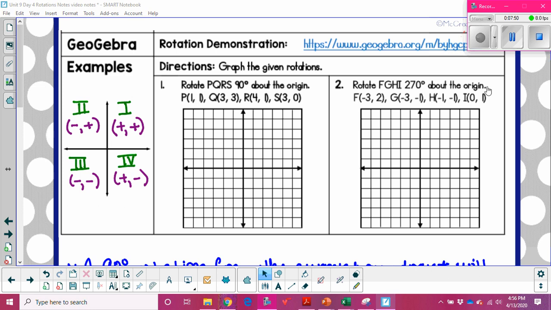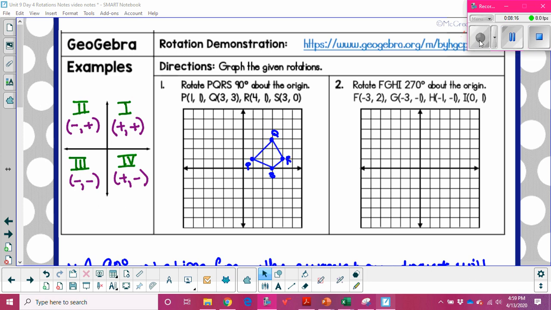Okay, so looking at this example right here, it says graph the given rotations. We need to rotate PQRS 90 degrees about the origin. And so P is at 1, 1, Q is at 3, 3, R is at 4, 1, and S is at 3, 0. All right, let's take a minute just to plot these points right here, P, Q, R, and S. Pause the video and draw those points for me.